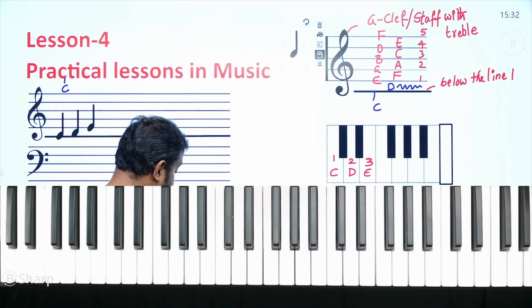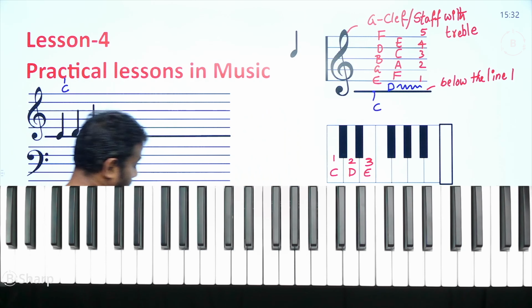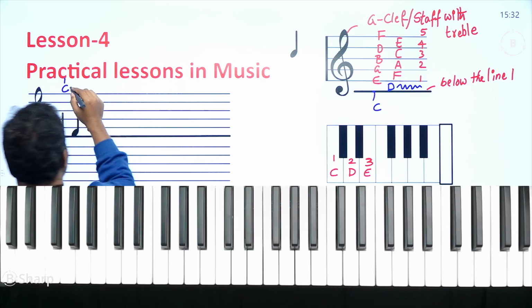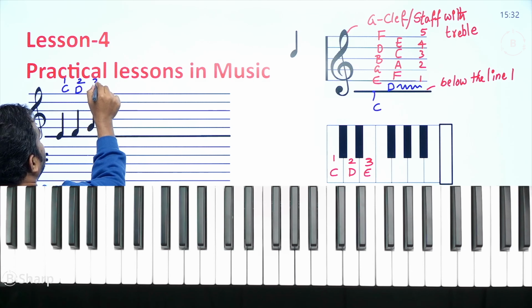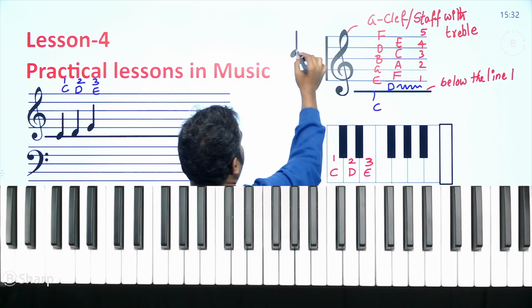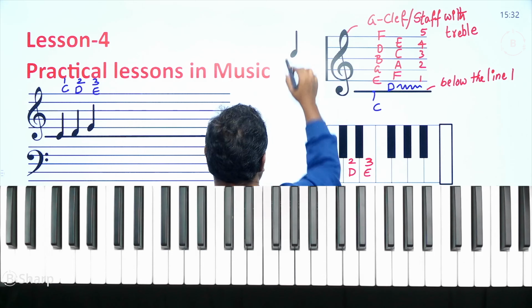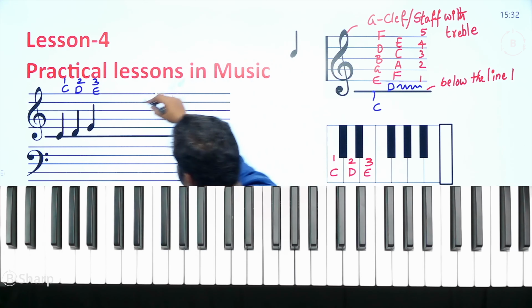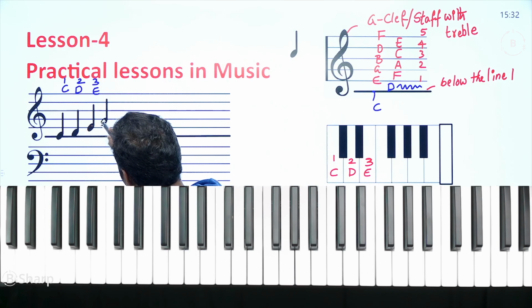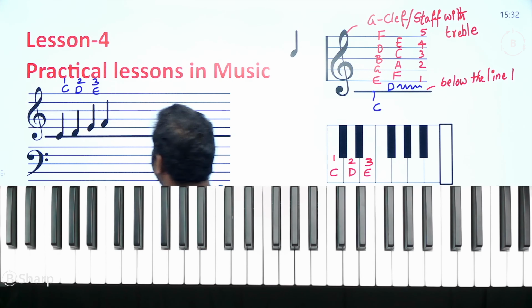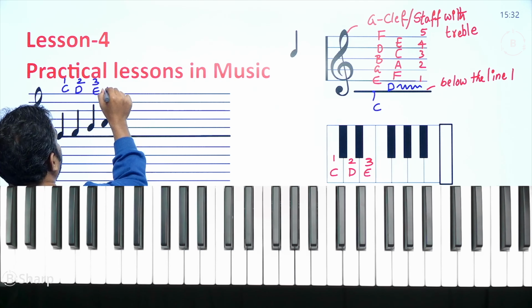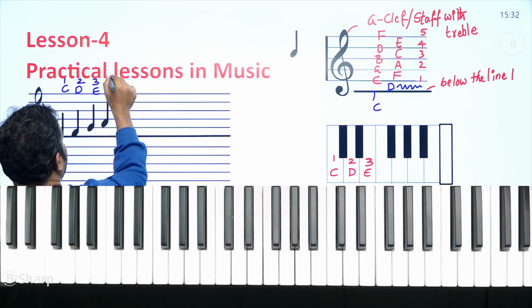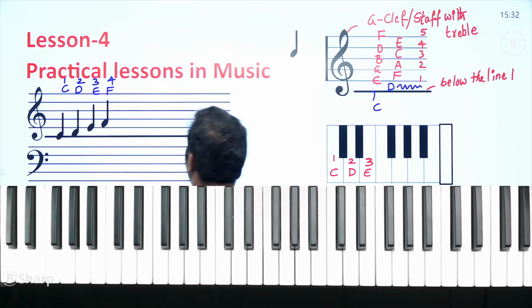So let me write it here. C is 1, D is 2, E is 3. Then the next note which comes here is F. F is the fourth one. This is one way.